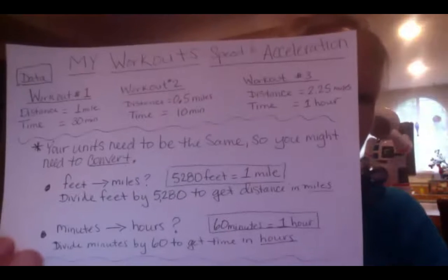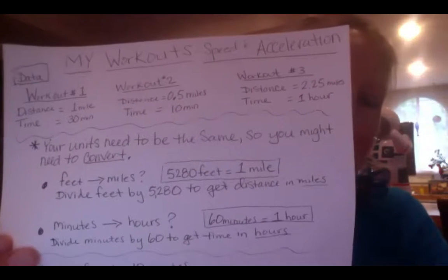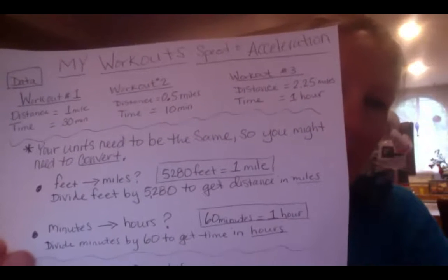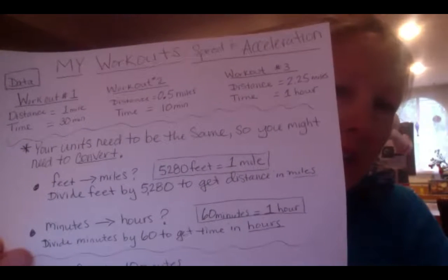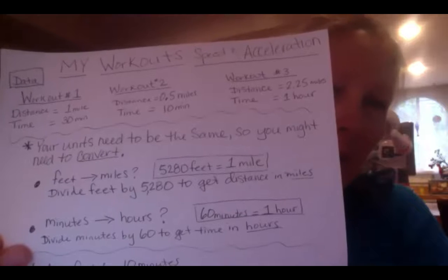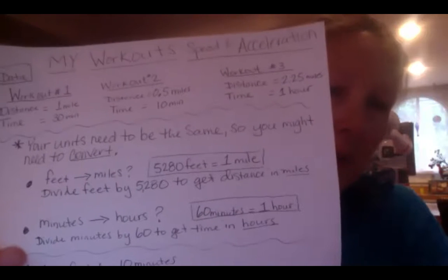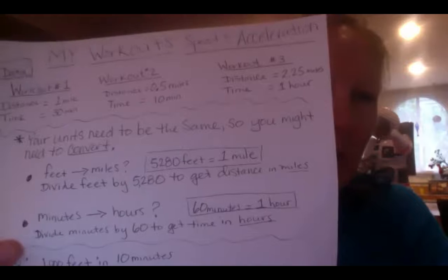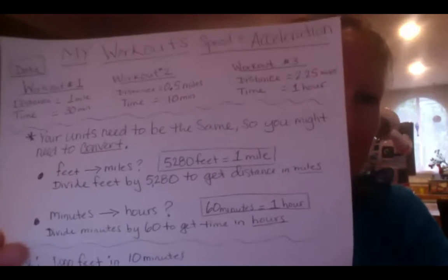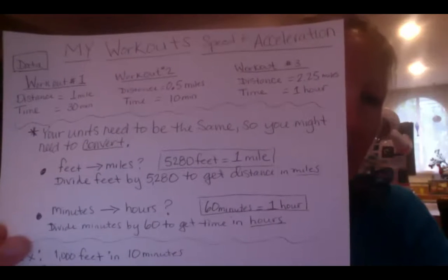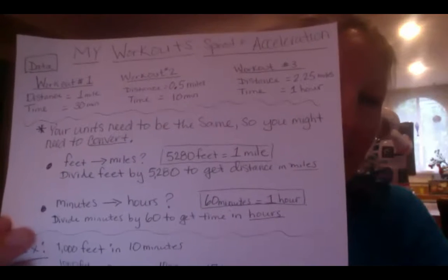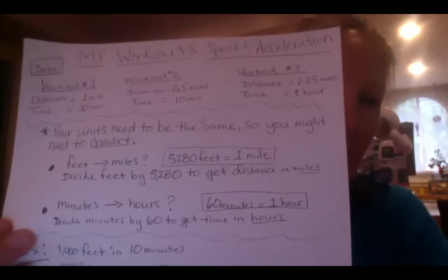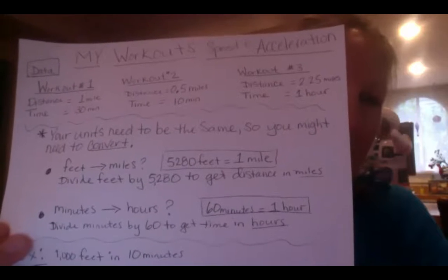So what I did here was I had my distance already in miles, but I had my time in minutes. And I wanted to change my time to hours so that I could do my speed in miles per hour. So if you happen to have your distance in feet and you want to change it to miles, what you'll do is take your feet and divide it by 5,280. That is how many feet are in 1 mile.